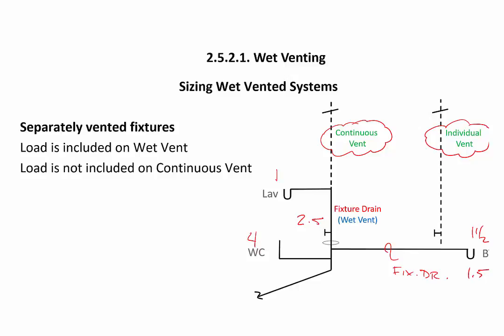But when sizing the continuous vent we would say it only serves 5 fixture units, as the individual vent takes care of the bathtub. Okay, so that's the deal with separately vented fixtures draining into wet vents. Got to include their load on the wet vent.